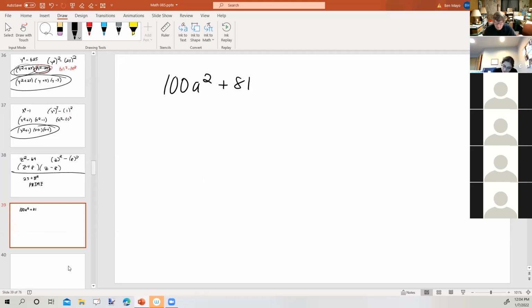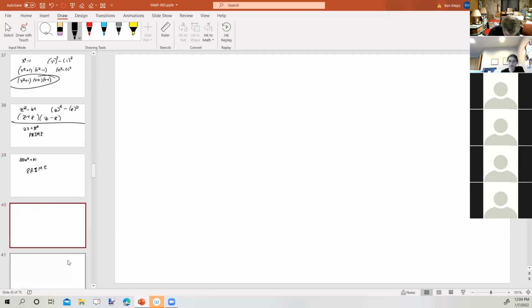How about that? Can you factor that? It's prime. There's no greatest common factor. You can't write it as a difference. It's the sum of two squares, but it doesn't factor. The only thing we could do is take out a greatest common factor if there was one, but there isn't one. Okay, now let's mix them all up.